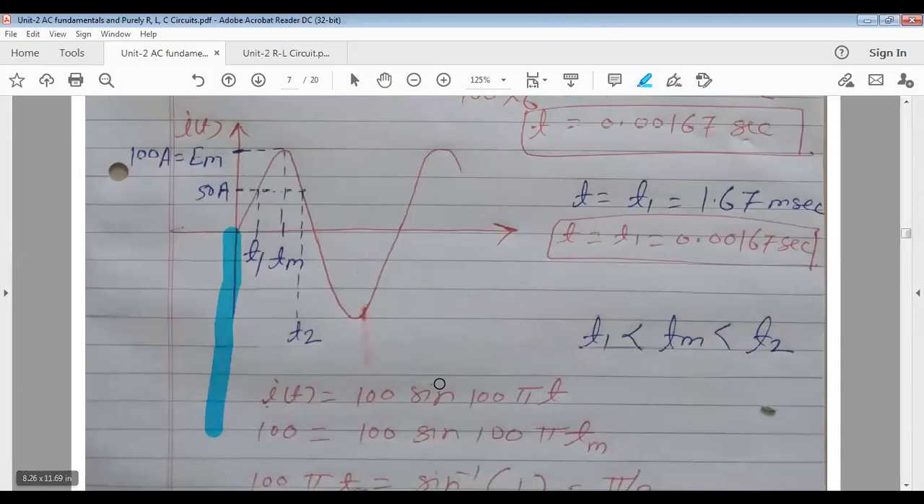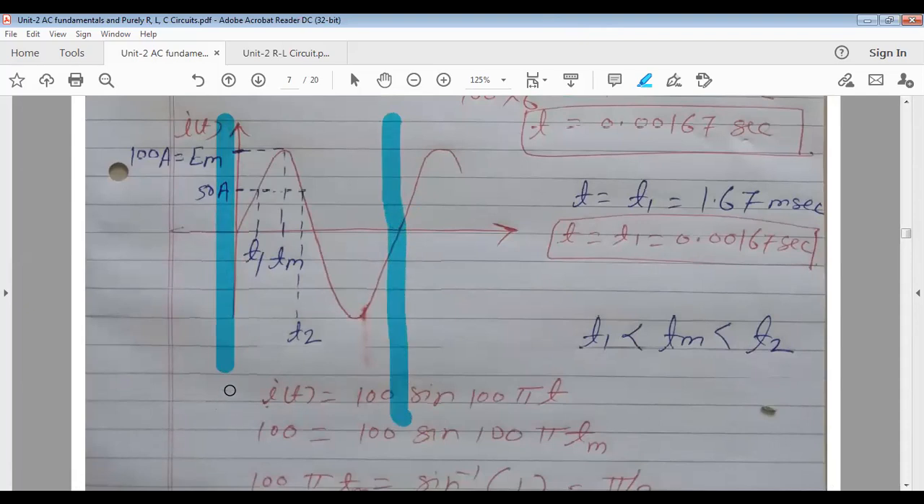It is the time taken by an alternating quantity to complete one cycle. Right. One cycle. So see here on the screen. This is the time period, isn't it? It is the time taken by an alternating quantity to complete one cycle. So this one is the time period. Now, what is the relationship between time period and Tm?